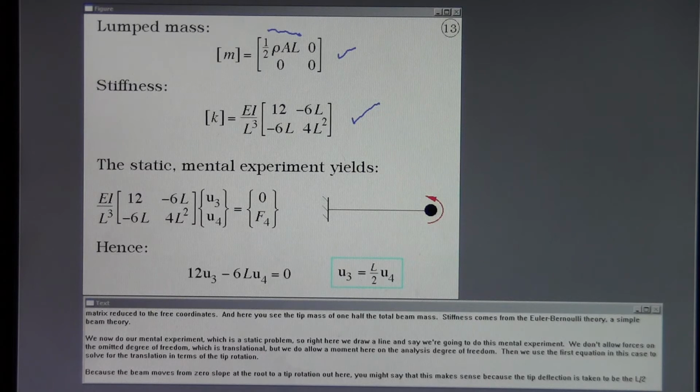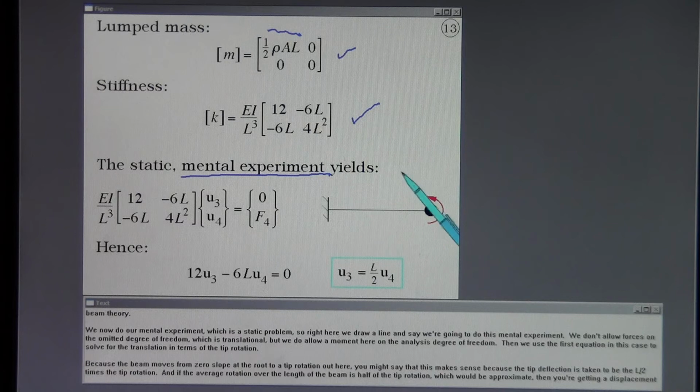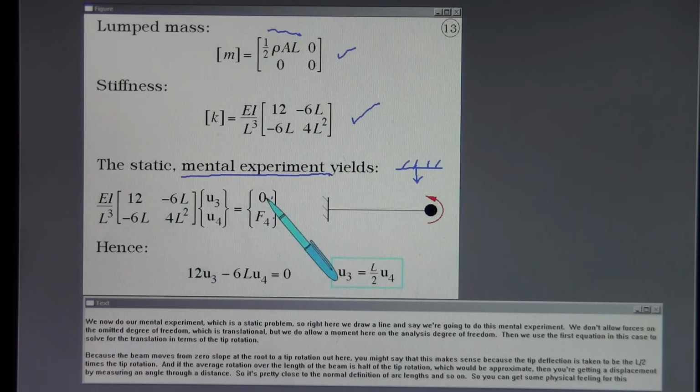We now do our mental experiment, which is a static problem. So right here we draw a line and say we're going to do this mental experiment. We don't allow forces on the omitted degree of freedom, which is translational, but we do allow a moment here on the analysis degree of freedom. Then we use the first equation in this case to solve for the translation in terms of the tip rotation.